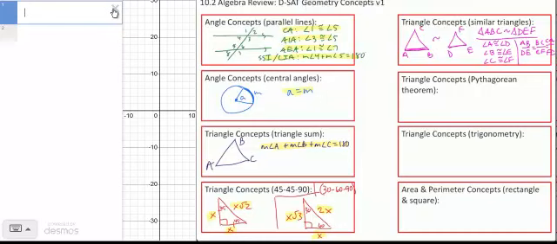Continuing with the triangle concepts that you need to be familiar with, the Pythagorean theorem holds true for right triangles. A squared plus b squared is equal to c squared. The sum of the squares of the two legs is equal to the square of the hypotenuse. And finally, the last triangle concept to be aware of, and often this is tied together with similar triangles, is the basic trig ratios. Also true for right triangles.